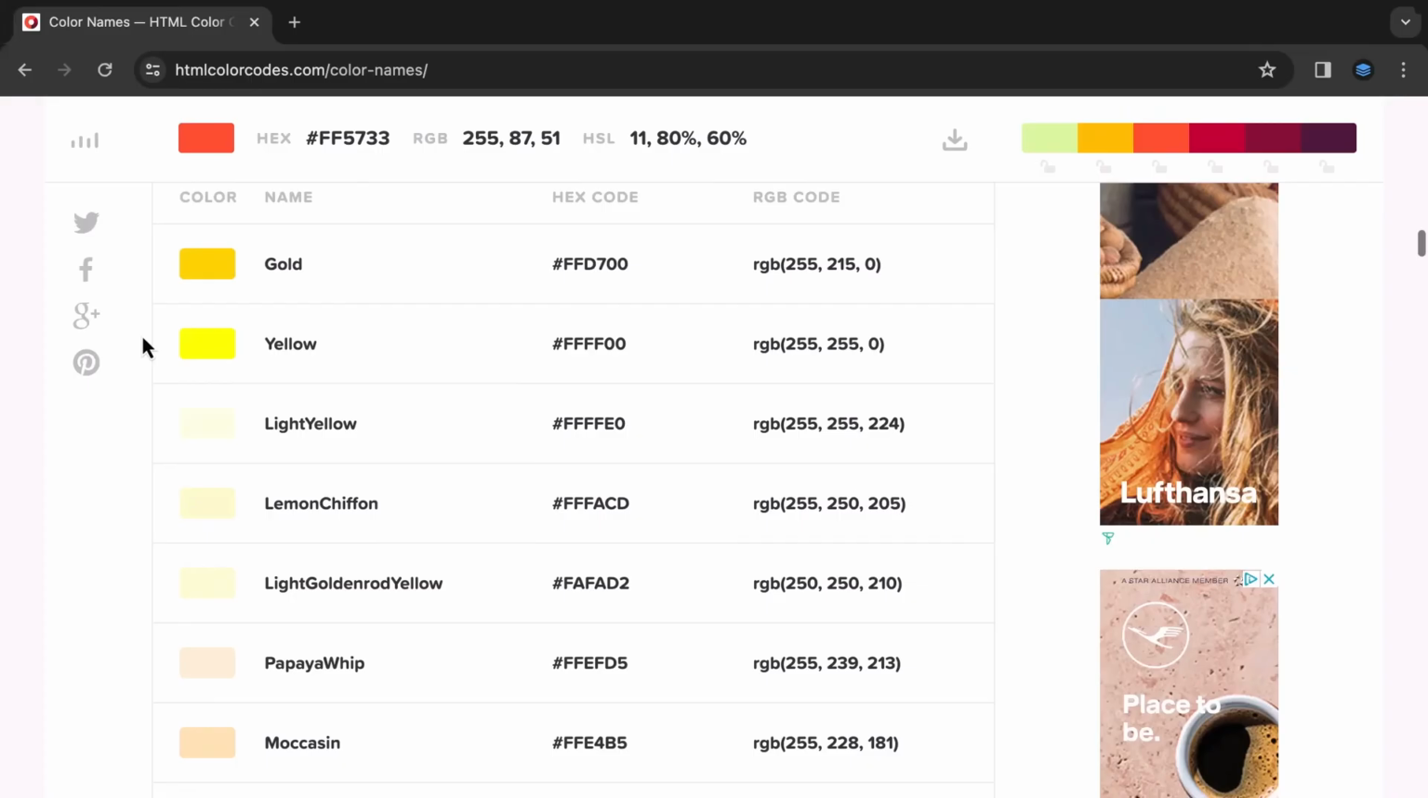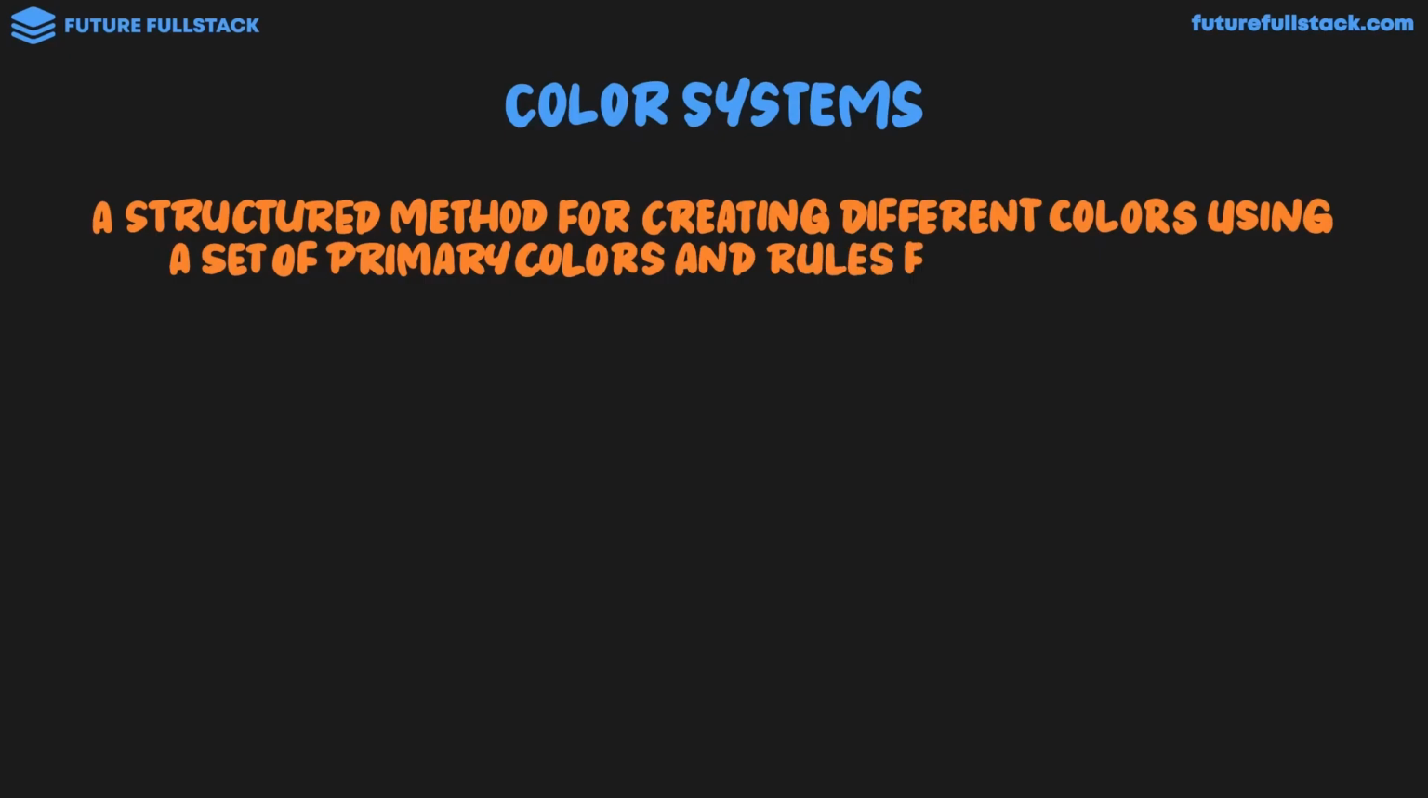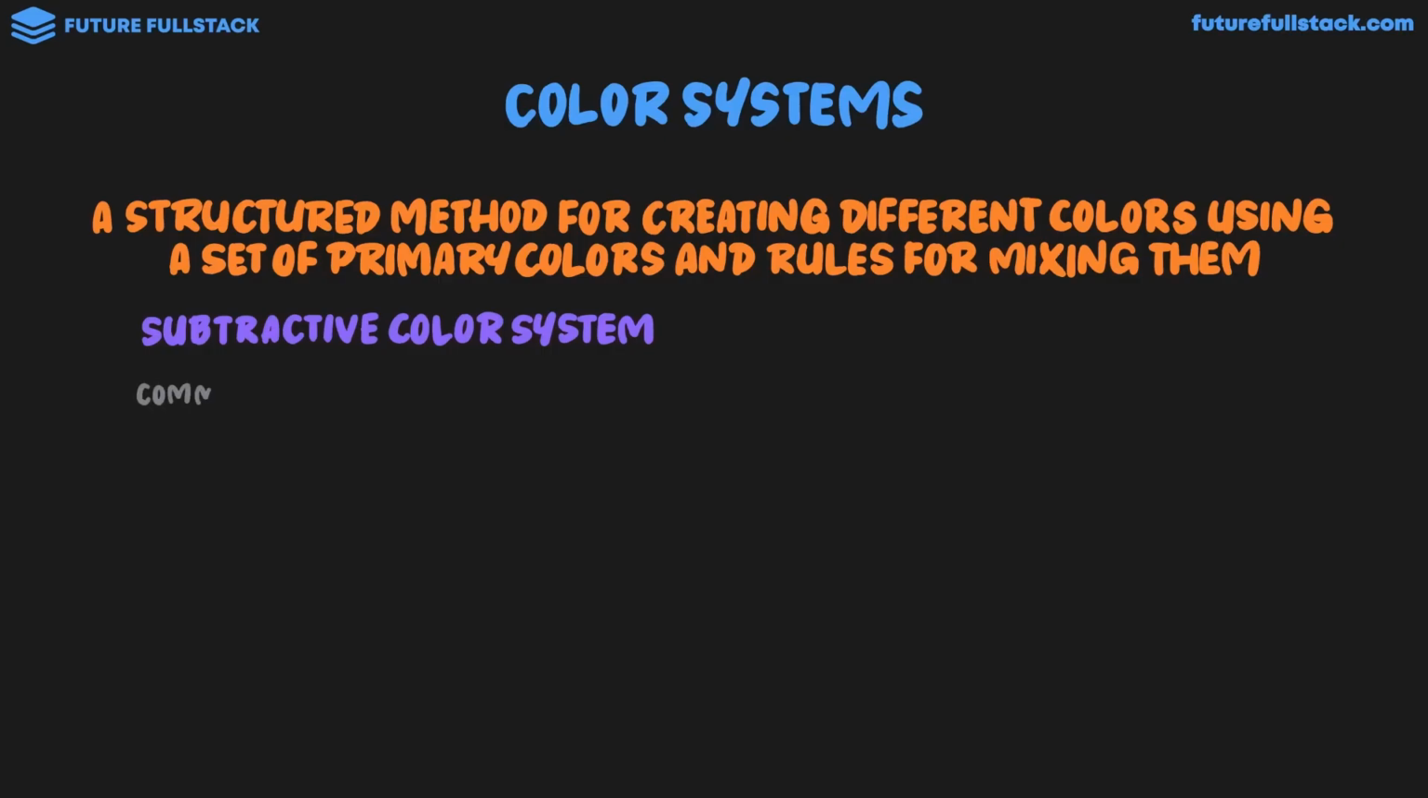So before we start looking at the CSS color property, we need to have a look at color systems. Color systems are a structured method for creating different colors using a set of primary colors and rules for mixing them. There are two main color systems. They are subtractive and additive. Let's look at the subtractive color system first. It's commonly used in print and painting, something many of us would have learnt about in school.